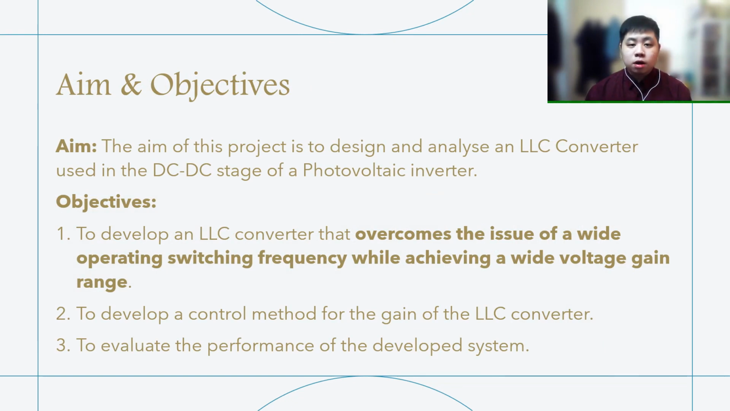This leads us to our aim and objectives for this project. The objective focuses mainly on overcoming the wide Fs issue while achieving a wide voltage gain range. The control method developed at this stage focuses on regulating the output voltage at 400 volts. And finally, we will evaluate the performance of the system.